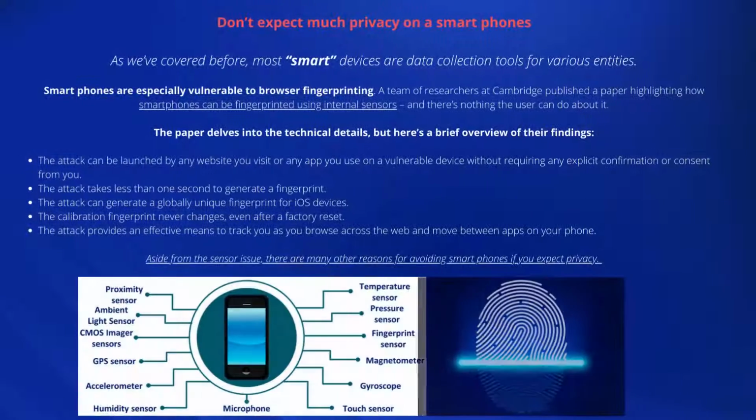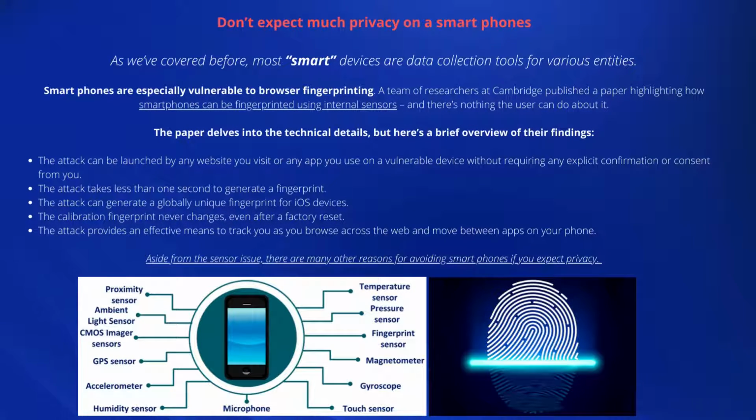As we've covered before, most smart devices are data collection tools for various entities. Smartphones are especially vulnerable to browser fingerprinting. A team of researchers at Cambridge published a paper highlighting how smartphones can be fingerprinted using internal sensors, and there's nothing the user can do about it. The paper delves into the technical details, but here's a brief overview of their findings.